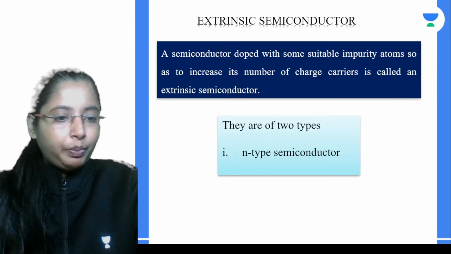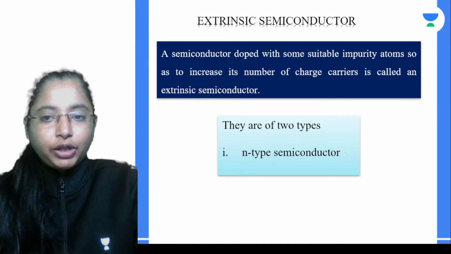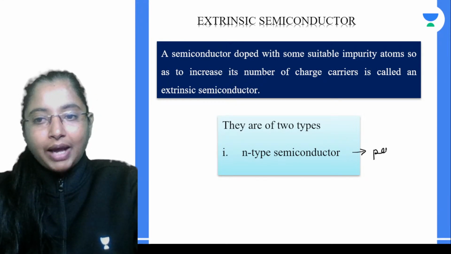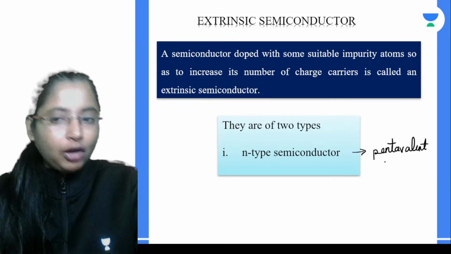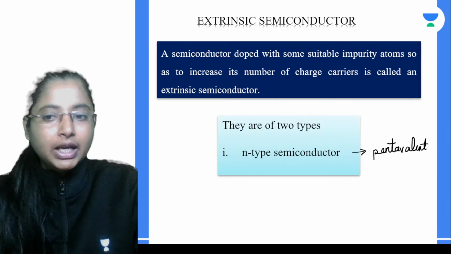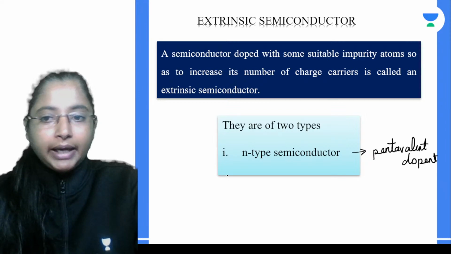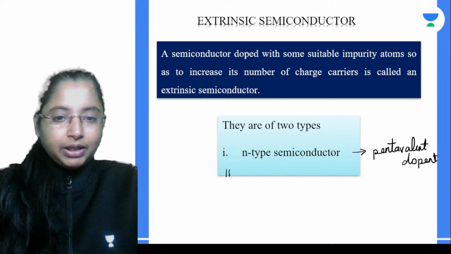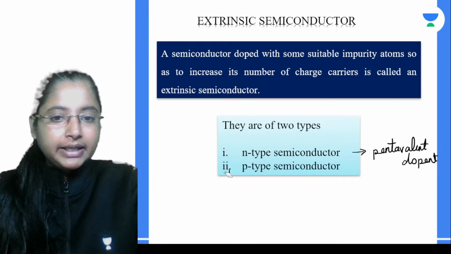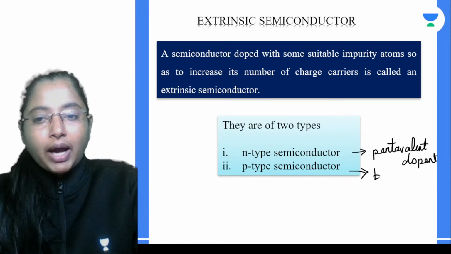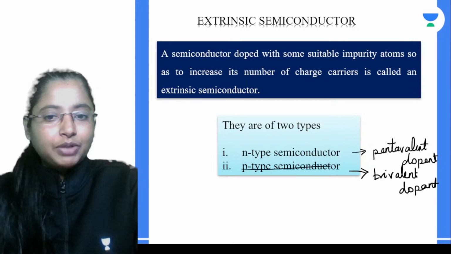Now that we know the types of dopant, if you take a pure semiconductor, that is an intrinsic semiconductor, and add a pentavalent dopant, penta means 5, which means in the valency shell of that particular atom there are 5 electrons, then we get an n-type semiconductor. The other type is the p-type semiconductor. In this case, if you add a trivalent dopant, then we get a p-type semiconductor.